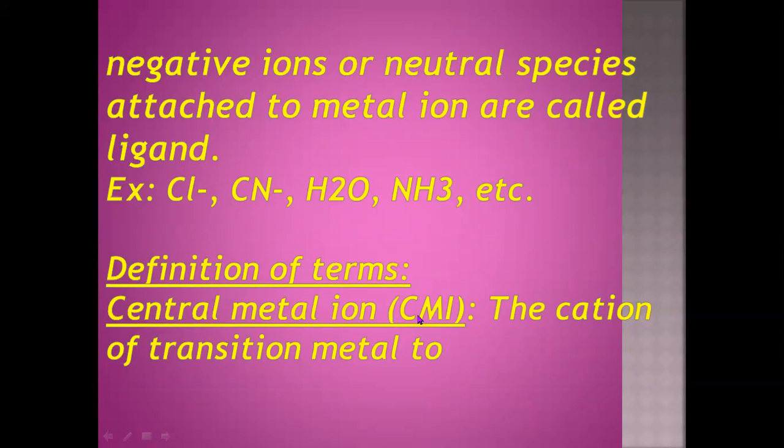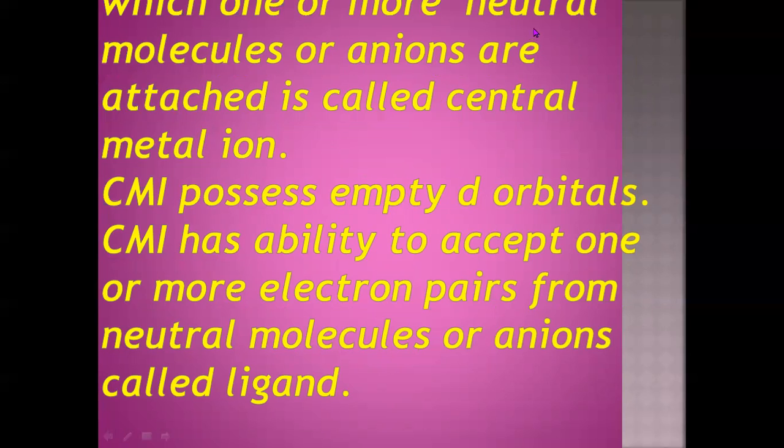These central metal ions form bonds either with negatively charged ions like Cl minus, CN minus, Br minus, etc., or with neutral species like a water molecule, ammonia molecule, or CO, that is the carbonyl group. Here we have certain terms, so we have to learn the definitions of these terms. First is the central metal ion. The central metal ion is generally a cation of a transition metal to which one or more molecules or anions are attached.